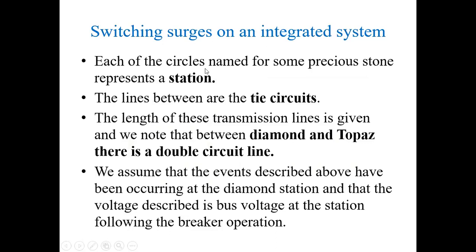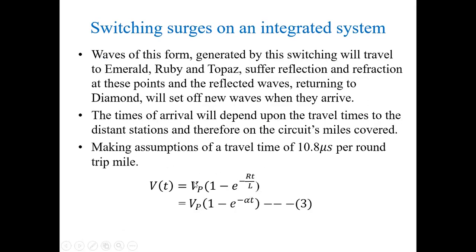I have already explained each of the circles. Each circle is named for a precious stone that represents a station. The lines between the stations are called tie circuits. For a single cycle, the time duration taken is 10.8 microseconds per round trip mile. That is, if the wave starts from one end and reaches the other end, and then travels back and reaches the same end again, the time taken is 10.8 microseconds.